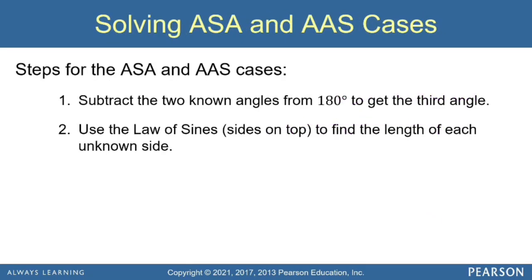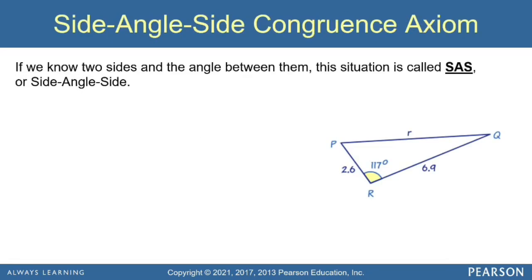So here are your steps for solving ASA and AAS cases. First, subtract the two known angles from 180 degrees to get the third angle, and then use the law of sines with the sides on top to find the length of each unknown side. And that's it, you're done. The law of sines is very easy to use on ASA and AAS triangles. Now let's think about the side-angle-side congruence axiom.